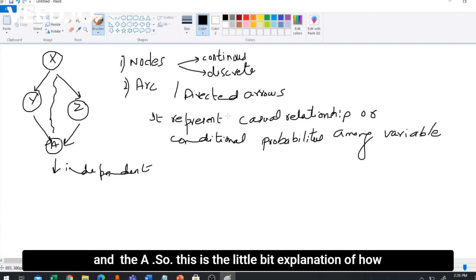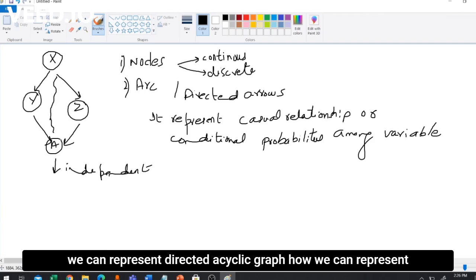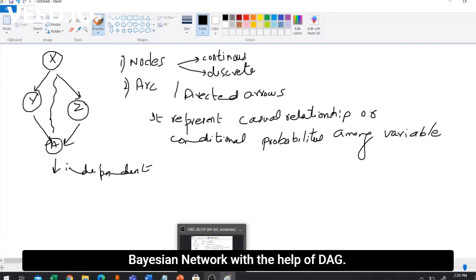So this is a little bit of explanation of how we can represent a directed acyclic graph, how we can represent a Bayesian network with the help of a DAG.